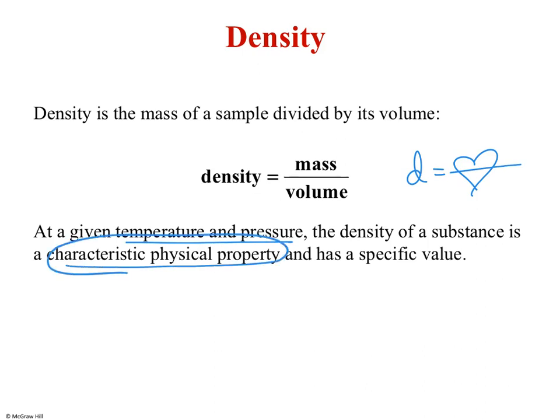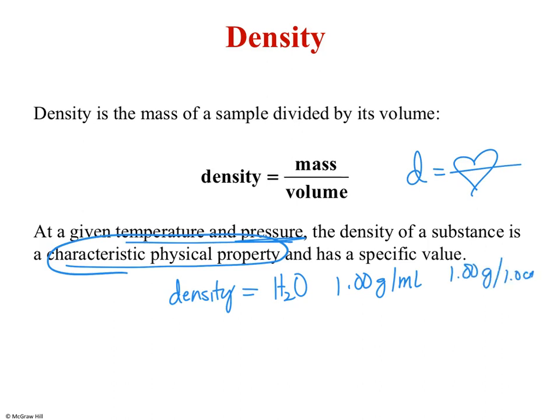That's a characteristic physical property. That means the density of water at a certain temperature and pressure is going to be 1 gram per milliliter, or 1 gram per 1 centimeter cubed, because remember centimeter cubed and milliliter are the same. 1 centimeter cubed equals 1 milliliter. Sometimes you'll see density like that. That means water, if it's characteristic, it's always that way.